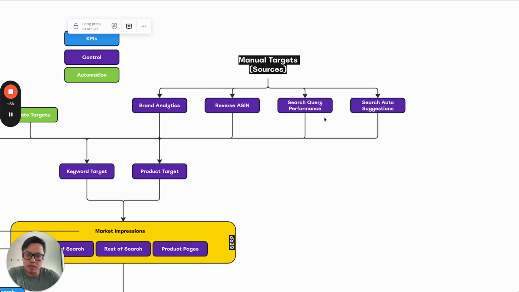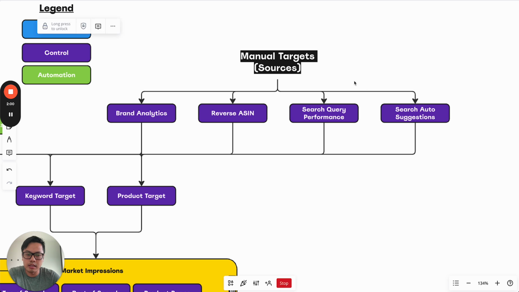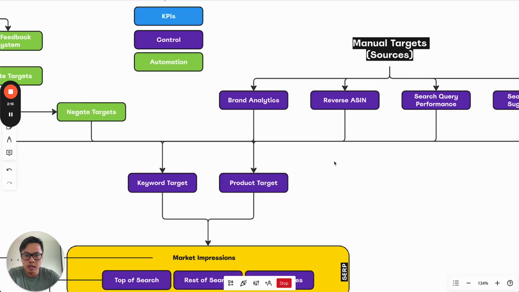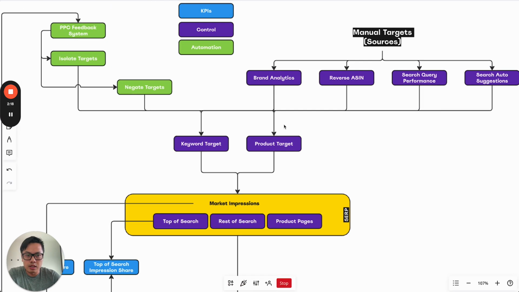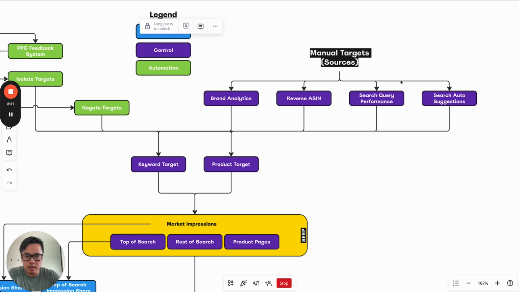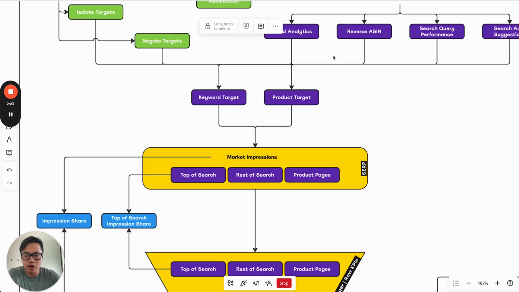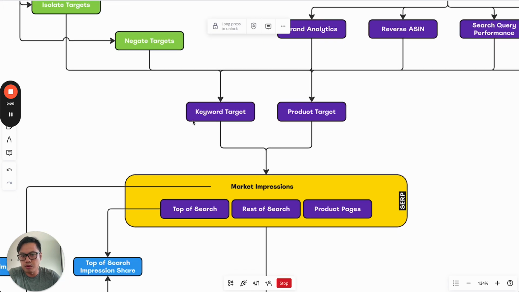Search query performance. So if your product is already live and you have some data and you're trying to relaunch, you can pull some data from there. Search auto suggestions, so you can grab data there. And if you can't find all the search terms from those three, you can also then pull from a reverse ASIN tool, and that should do the trick. So when you grab the sources of these targets, you're going to inject those targets into either a keyword or product targeting in a campaign.